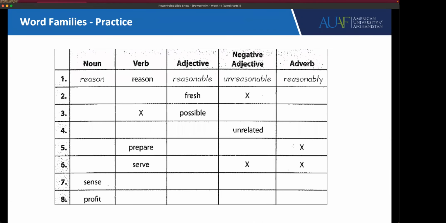Okay, so what are we supposed to do here? We're supposed to fill out this chart, okay? So this is not going to be easy. So the adjective is fresh. What would be a verb?